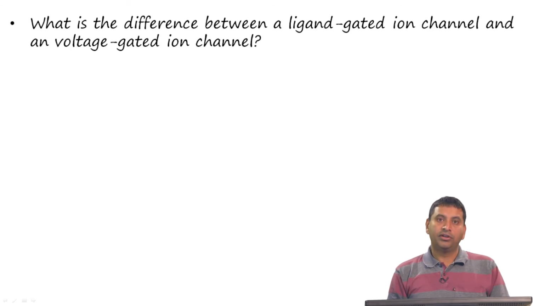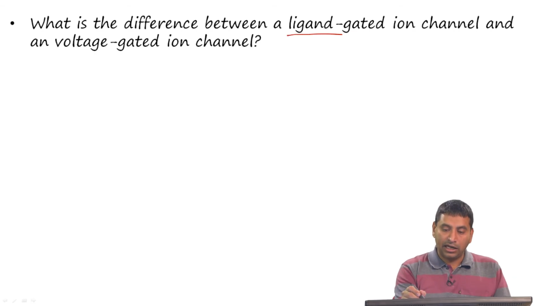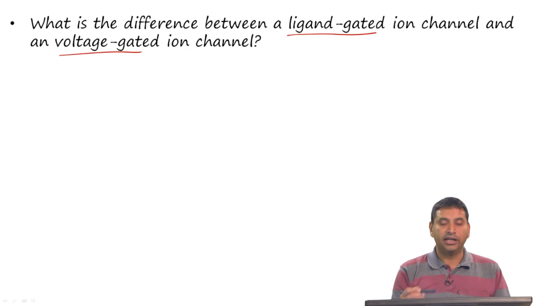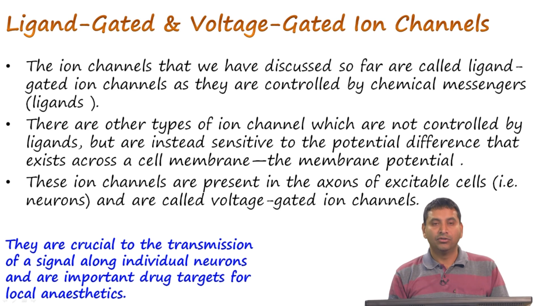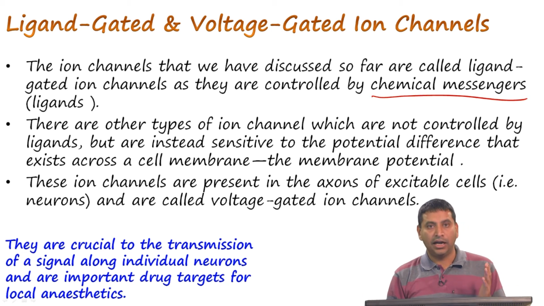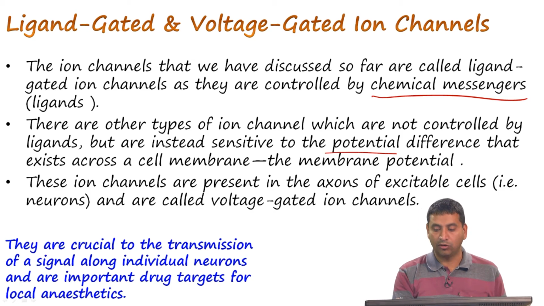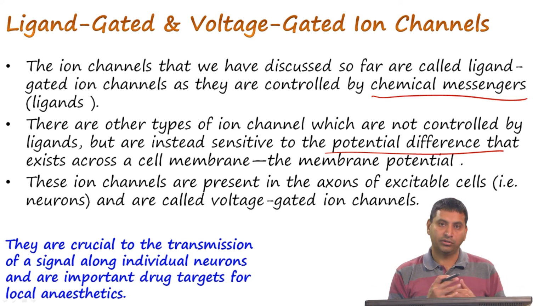The next question is, what is the difference between a ligand-gated ion channel and a voltage-gated ion channel? We have already looked at in detail what ion channels are, and this is just a recap of what we did in class. There are two types of ion channels. Ligand-gated channels are controlled by chemical messengers or neurotransmitters, which are called ligands. Another class of ion channels is not controlled by ligands, but instead by the potential difference across cell membranes, also called the membrane potential.